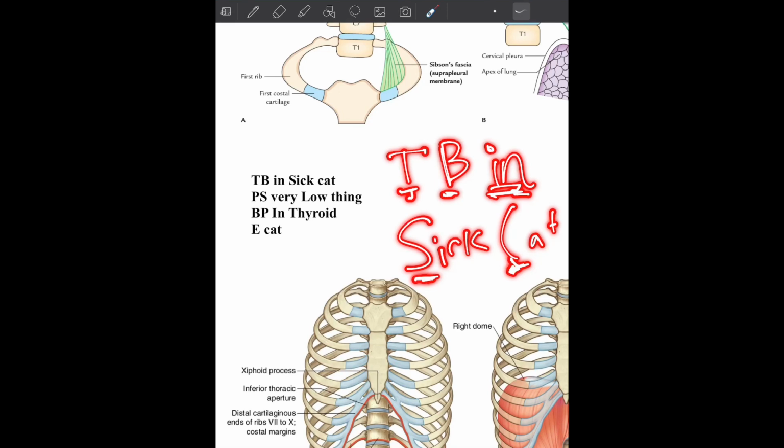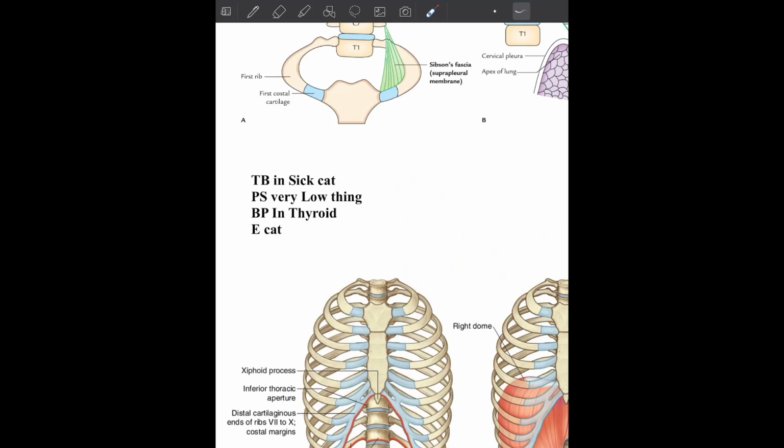The nerves that pass through the thoracic inlet, I created a mnemonic for that also. PS, very low thing. PS, PlayStation. PlayStation is not good for your mental health, so it's a very low thing to have. So PS, very low thing.